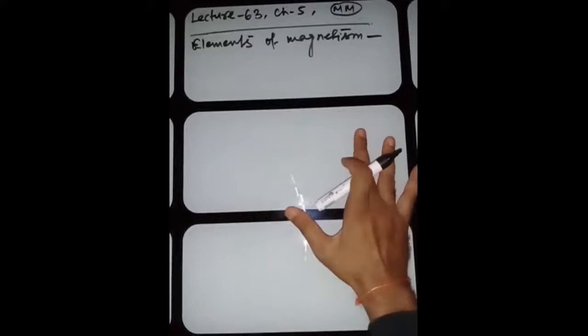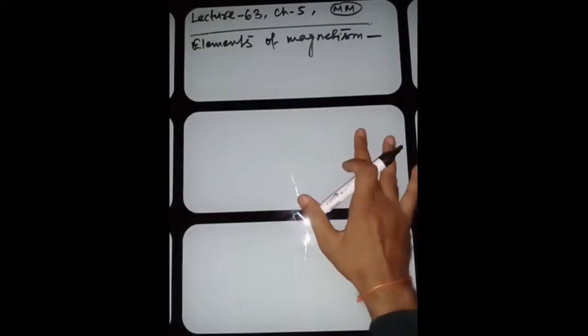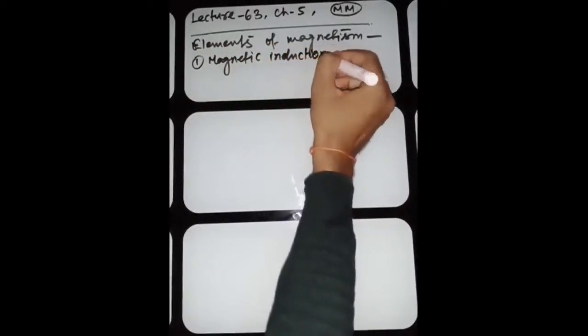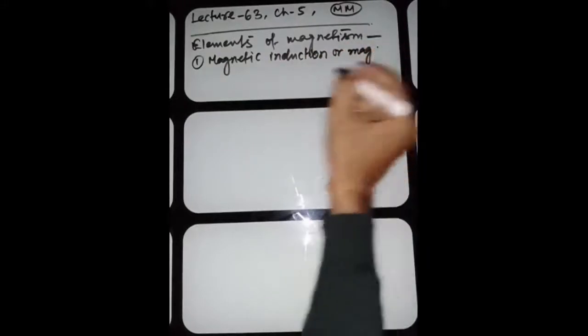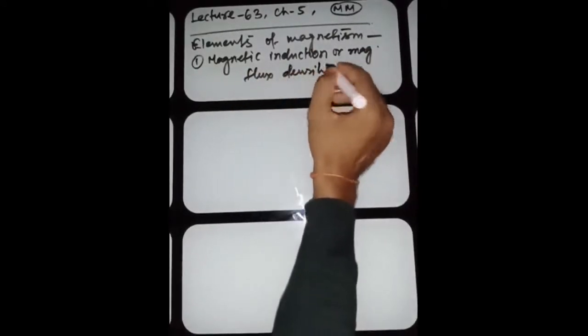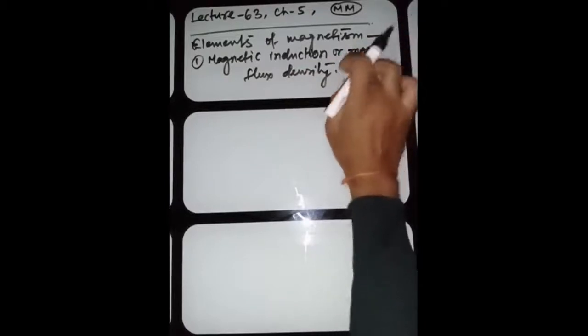The first topic we will study is magnetic induction or magnetic flux density. 1. Magnetic induction, or you can say magnetic flux density. We will represent it with the symbol B. It is the magnetic induction.